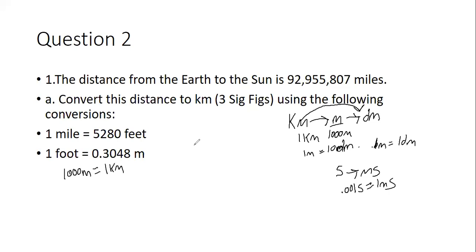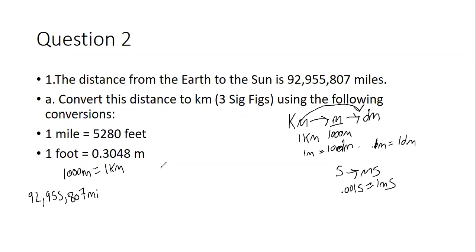So in case you're stuck, let's kind of work through this, right? So I start with the unit that I'm given. That's usually where I always start from. And for Gen Chem 1, that's usually a good place to start. Always start with what you're given. So I start with 92,955,807 miles. And I want to get to kilometers.